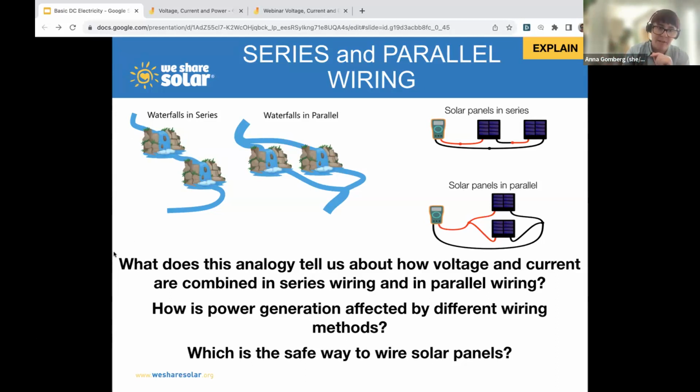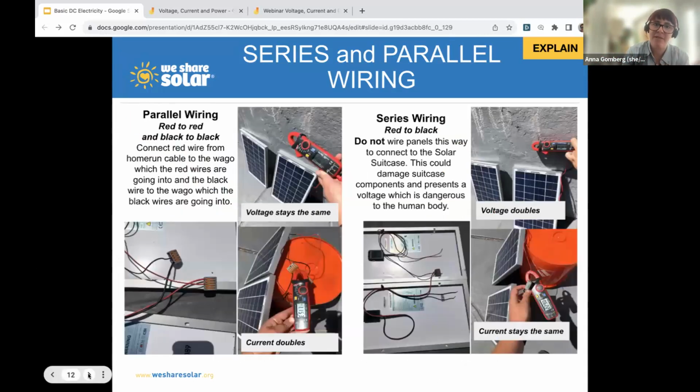Let me go to the next slide because I have pictures. I did this outside in my backyard and I measured everything. If you have a classroom suitcase and more than one of these solar panels, which some of our teachers do, you can wire these together to charge your battery more quickly or to have greater power to use during the day if you want to charge devices. There's one way that's safe and one way that's not so safe.